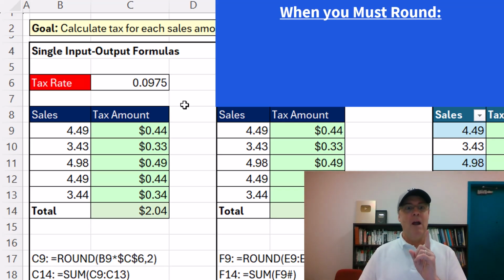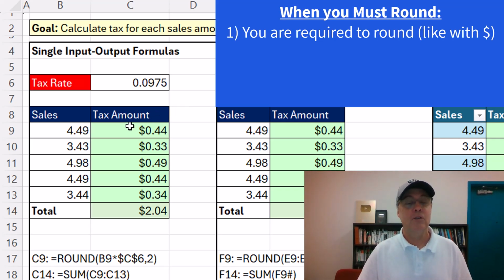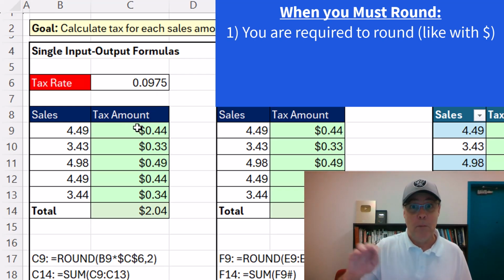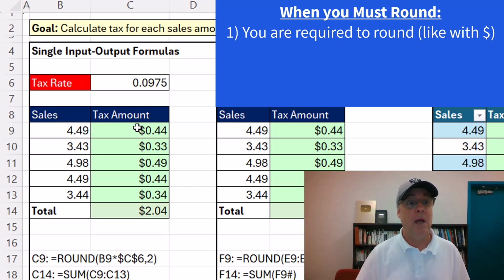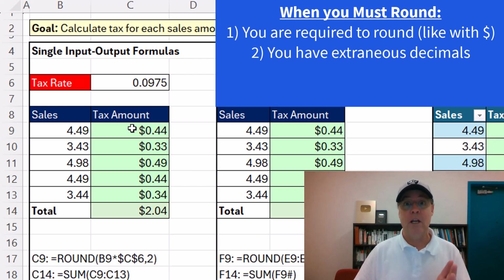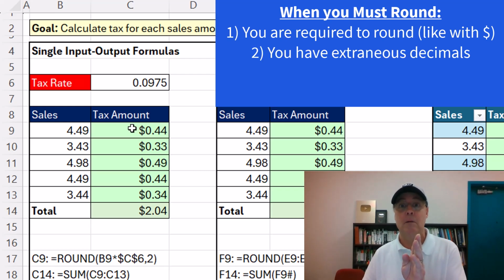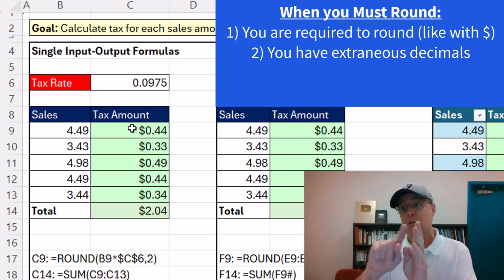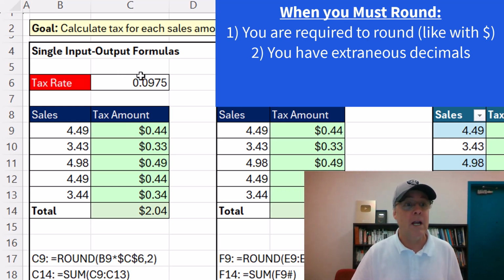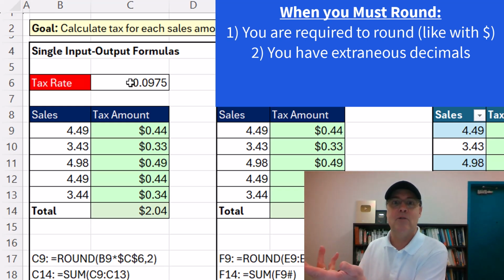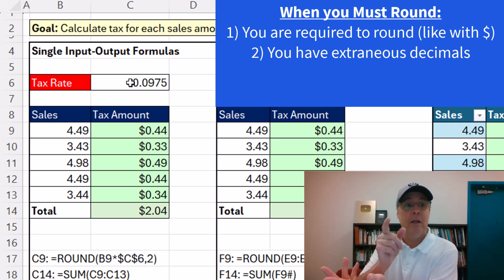Now, when do you round? Well, the first thing is, do you have to round? Well, with money, there's only up to pennies, so you have to round to the penny. Do you have extraneous decimals? Meaning for us, the penny position, do we have any decimals past that? Well, we do right here. When we multiply these, we're going to get lots of extra messy decimals past the penny position.